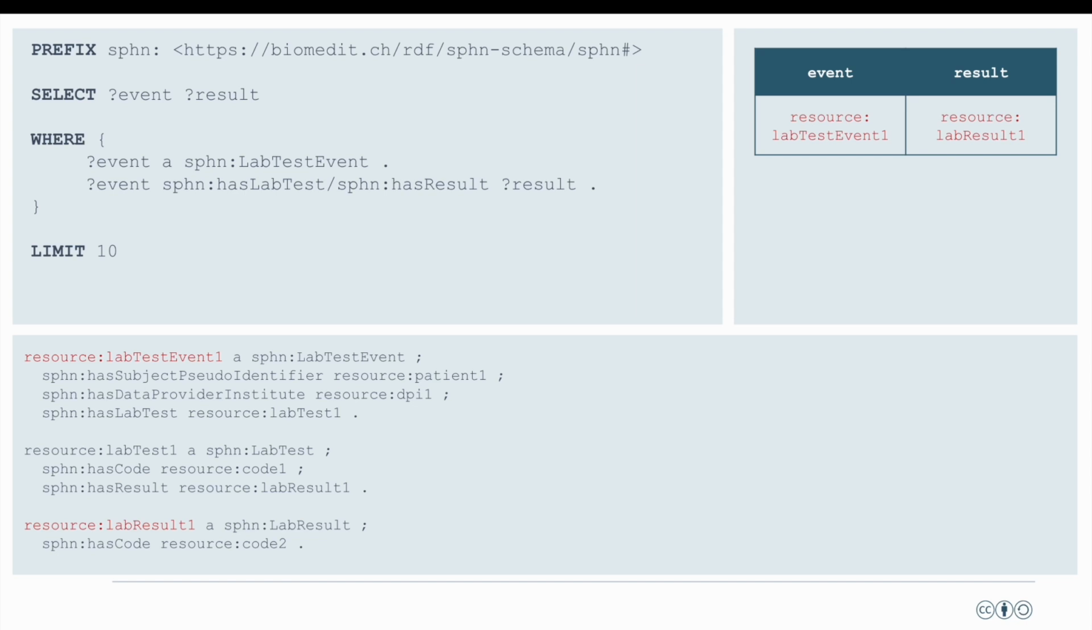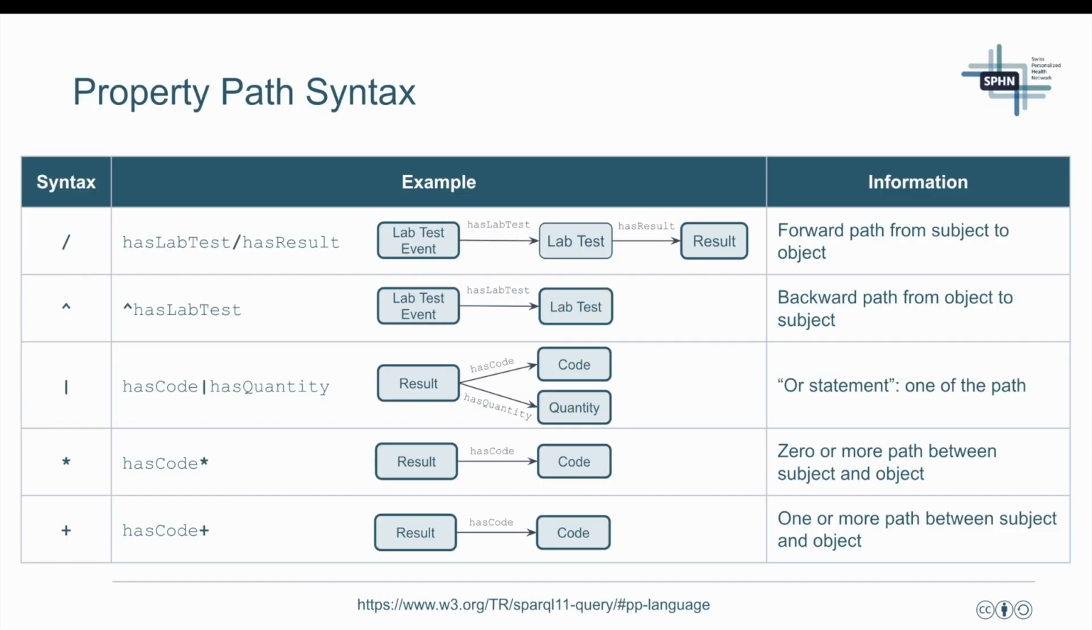Property paths are a clever way of traversing and querying for specific parts of a graph. But you do need to be aware of the graph schema so that you're able to write property path queries. SPARQL provides various syntax to use with property paths. Previously, we saw the slash operator, which is used to indicate a forward path from a subject node to the object node. But there are also other syntax that we can use.